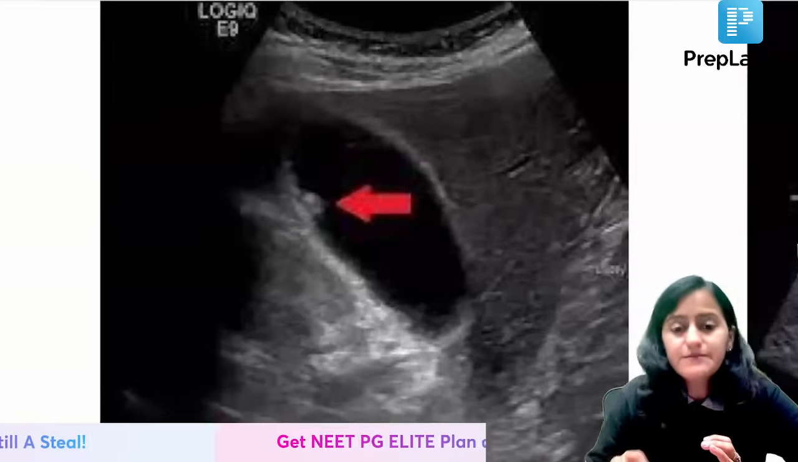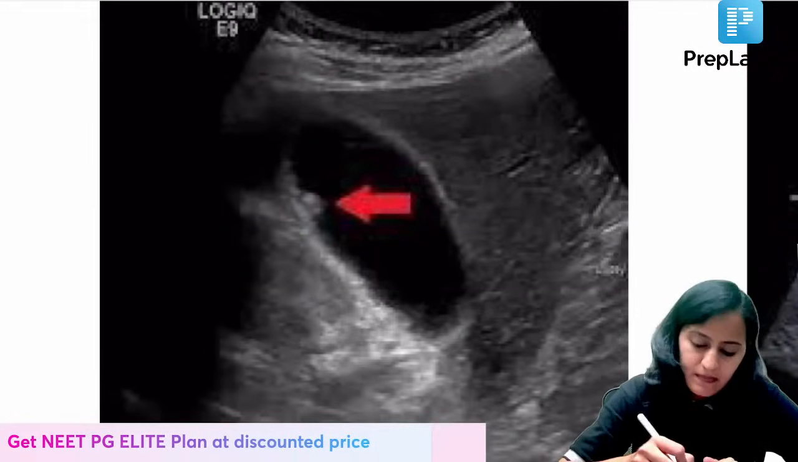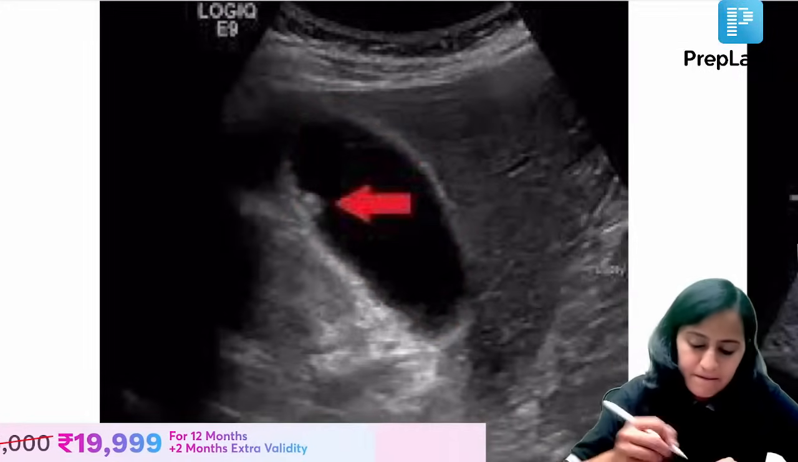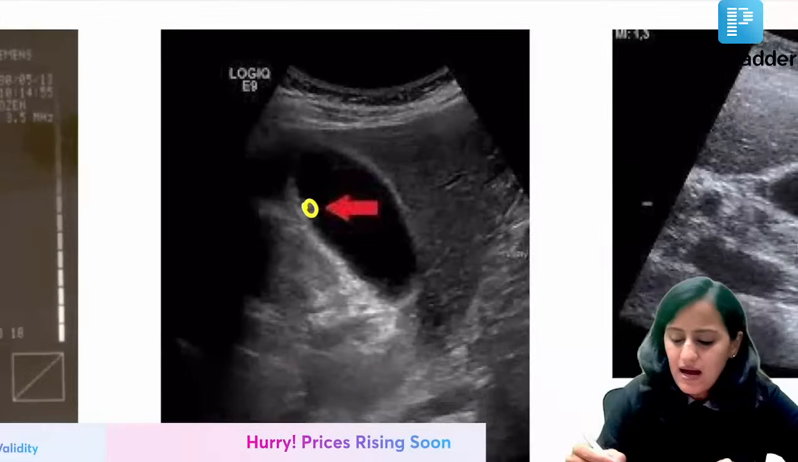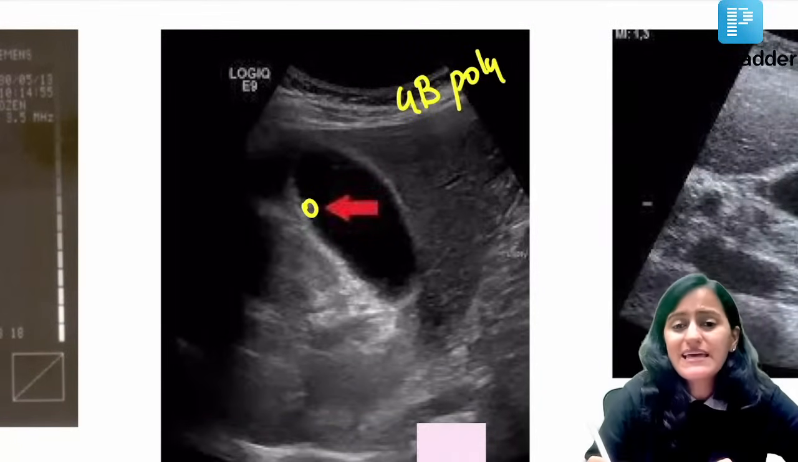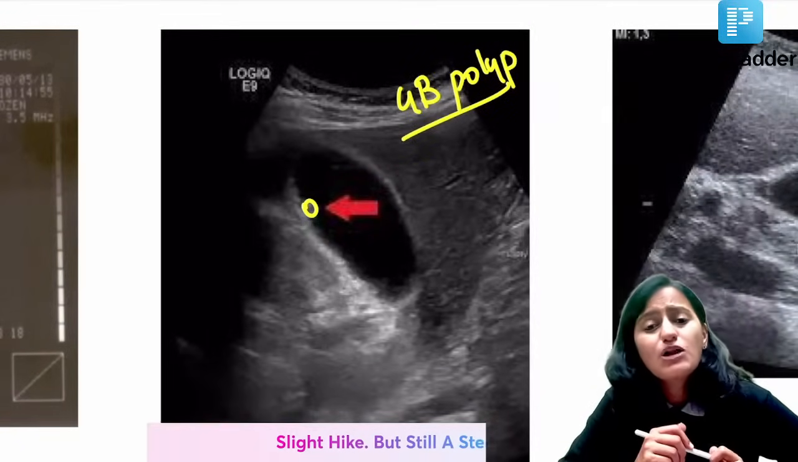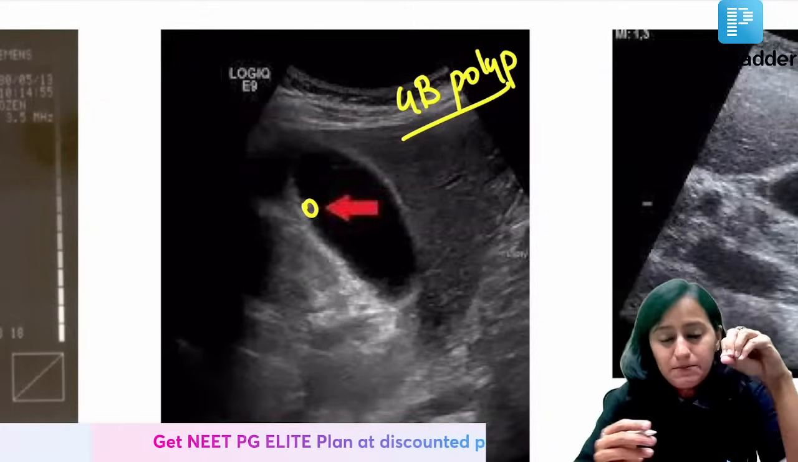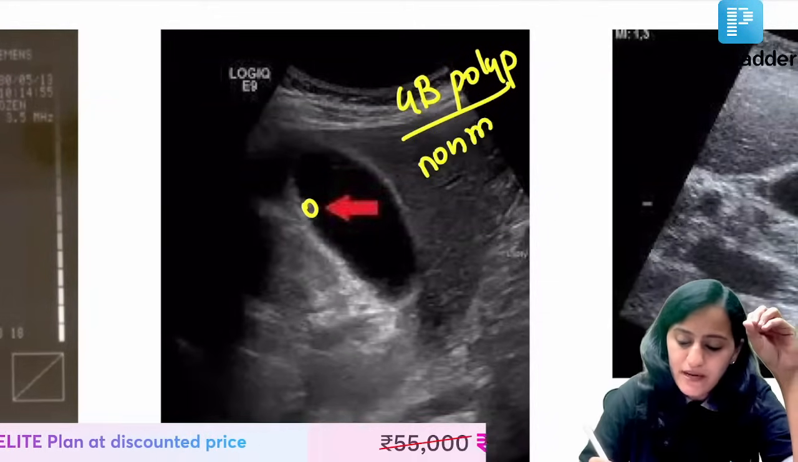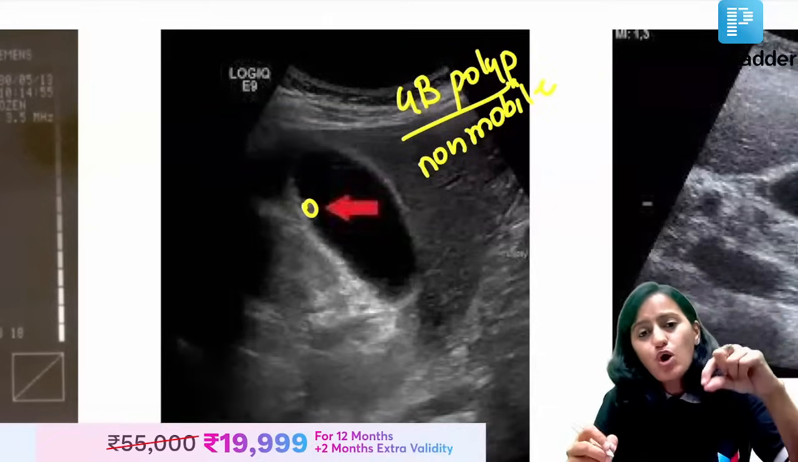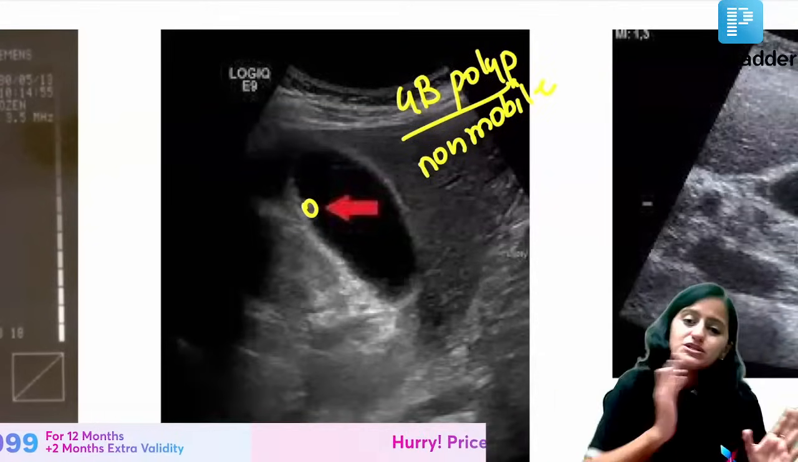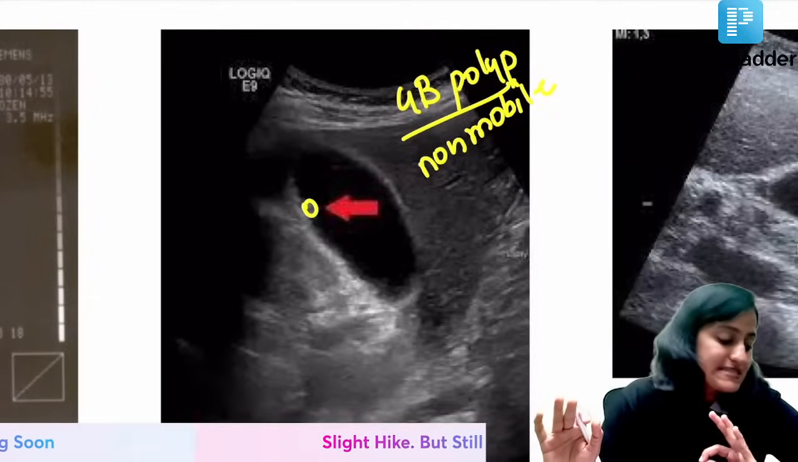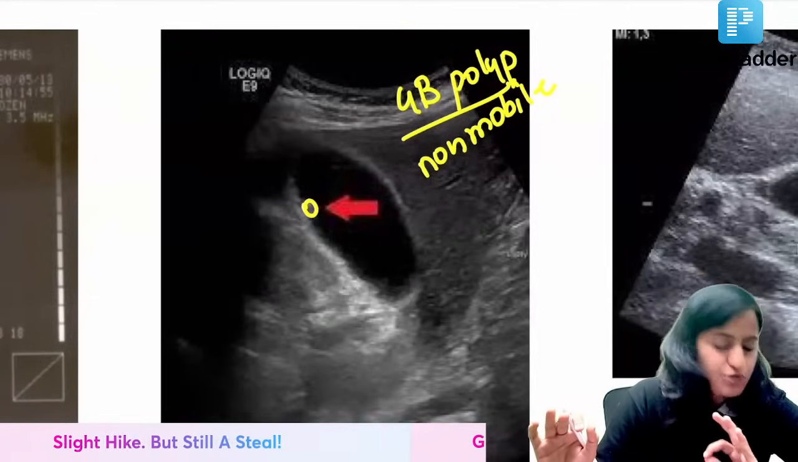What are you seeing here? This is a black colored gallbladder, with something echogenic in it, right? So this is how a gallbladder polyp can look. How do I differentiate it from a gallbladder stone? First of all, stone will show shadowing, and polyp is non-mobile. It is attached to the wall. It does not move. If you ask the patient to turn to the left side, it is not going to the other side. It is not changing its position. It is not mobile.